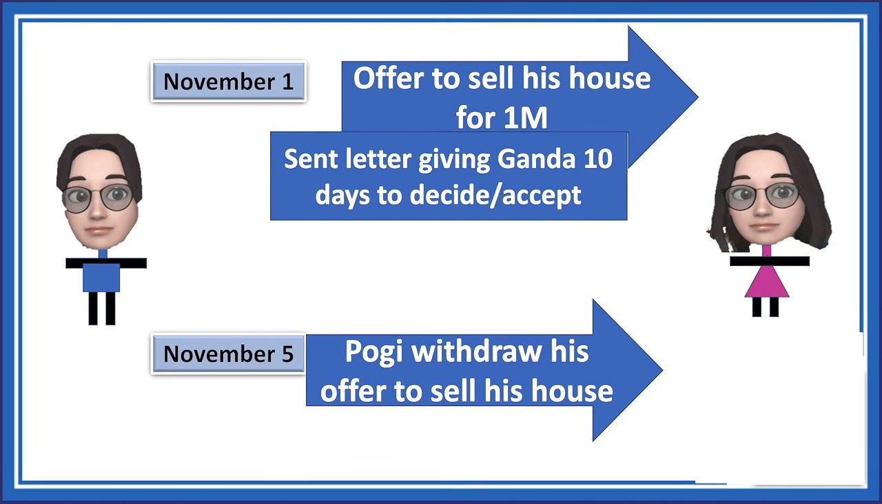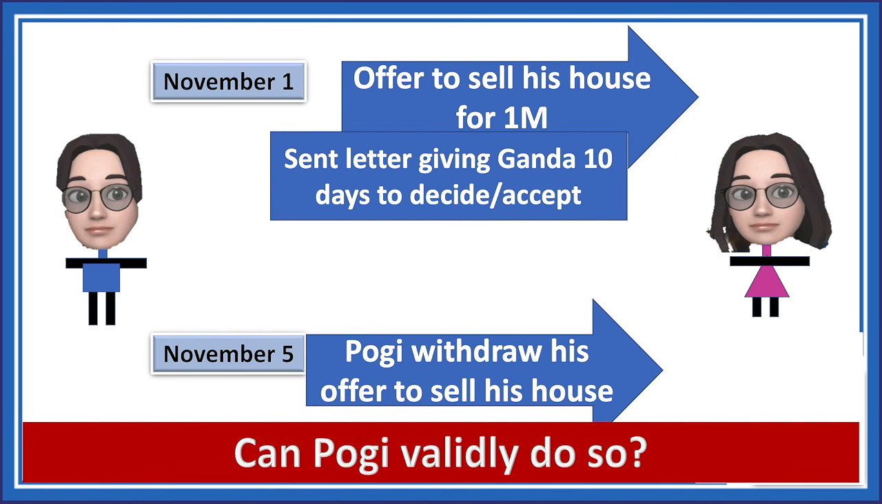Kumbaga, kinakancel niya na yung offer niya kay Ganda to sell that house for 1 million pesos. Question, can Pogi validly do so? Pwede niya bang i-cancel? Di ba nga, dun sa letter, binigyan niya ng 10 days si Ganda to accept the offer. So, the answer is yes, of course.